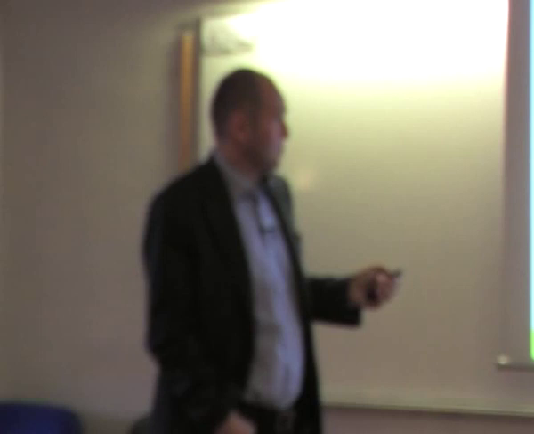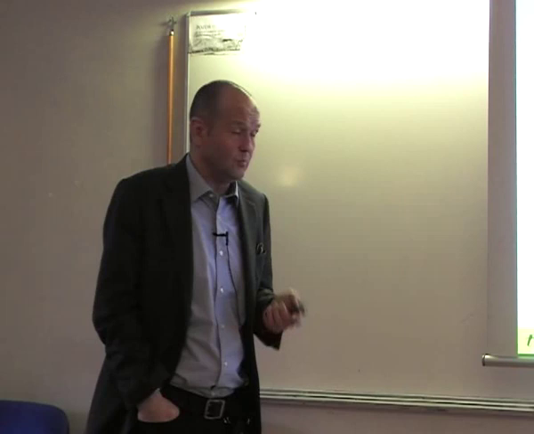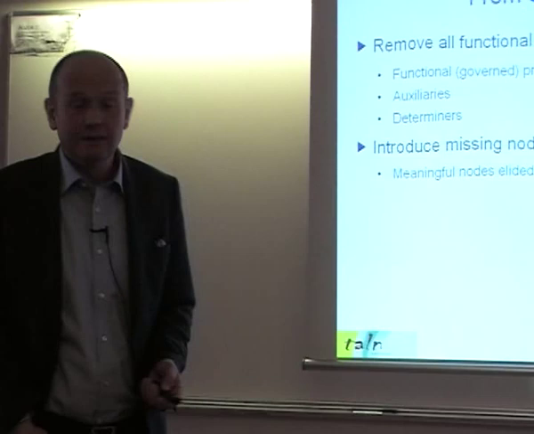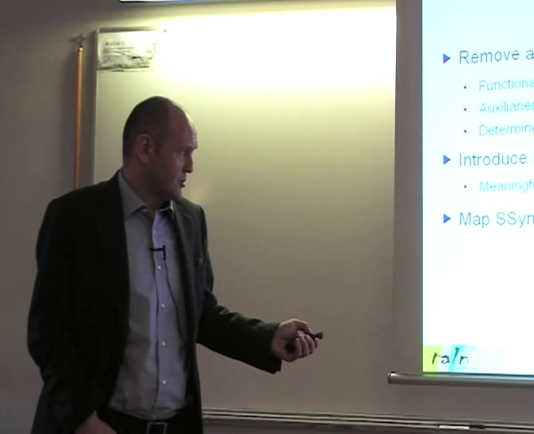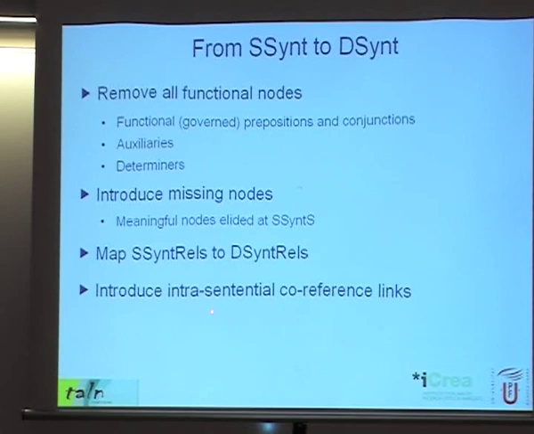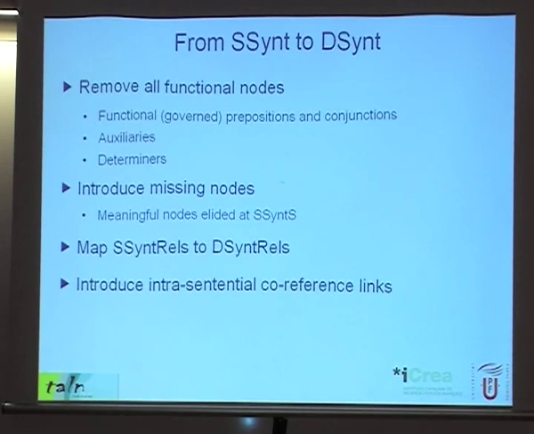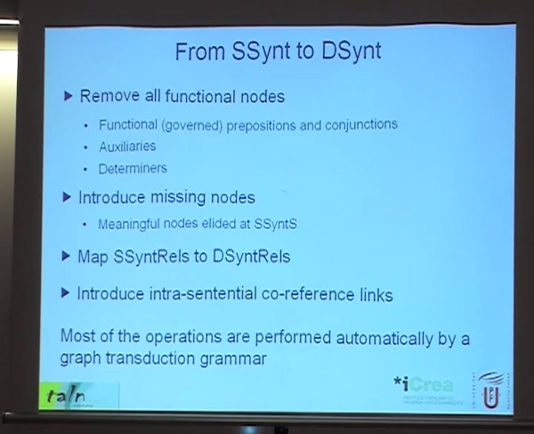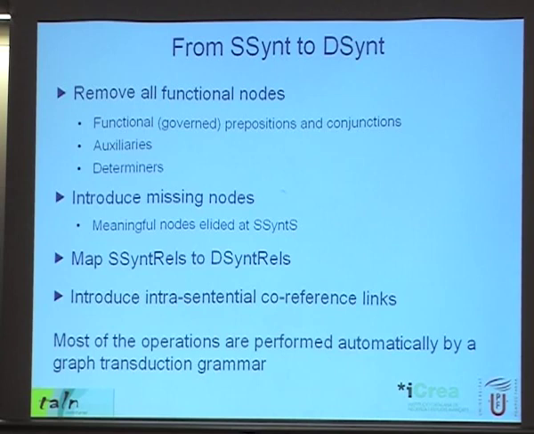We need to introduce missing nodes. In Spanish, this is particularly important because we drop the subject, so this is very important. And obviously, we need to map the surface syntactic relations to deep syntactic relations. And what we'll also have at the deep syntax level and not at the surface is coreference links between nodes. Okay, so to do this automatic mapping, we use our graph transduction framework.